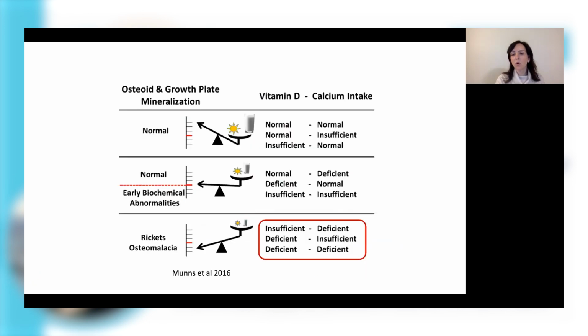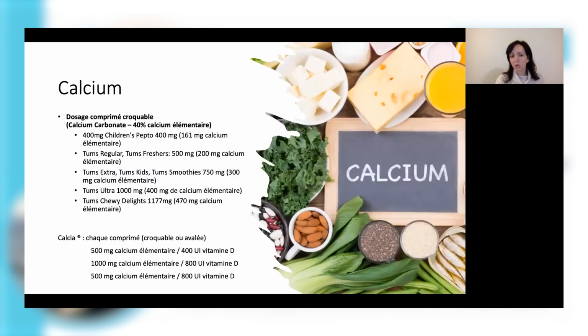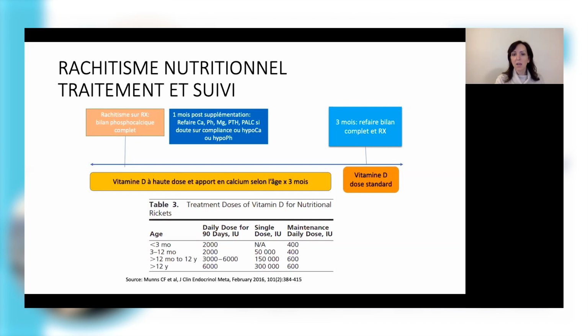So basically, when you're treating nutritional rickets, you want to treat anywhere between 2,000 to 6,000 units. I tend to stop at 5,000 units per day, depending on the age, or as a single dose, again depending on the age. We don't do single doses in children who are less than 3 months old. That's important. Otherwise, once you've finished at 3 months, you should go back to maintenance doses.